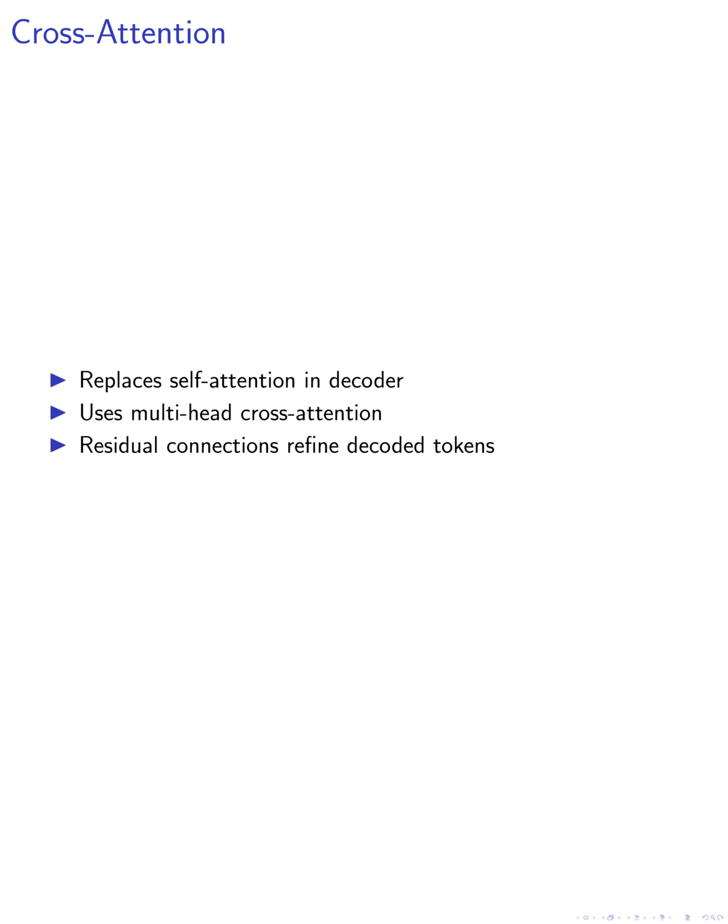Our decoder employs multi-head cross-attention, where the output from the final encoder block is used as the key and value tokens for all layers of the decoder. The residual connections in each decoder block enable iterative refinement of decoded tokens.